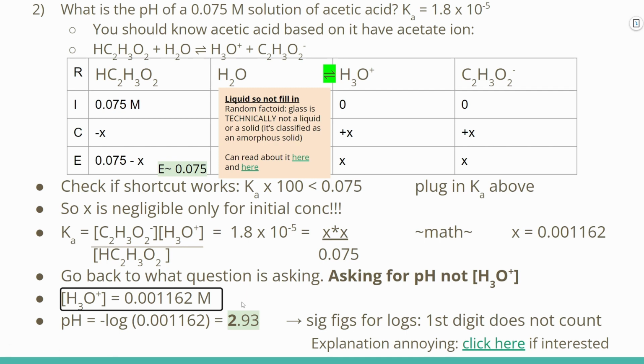Sig figs for logs are really, really weird. The first digit, as I have bolded here, doesn't count. I'm not going to explain why here, so if you're interested, you can go back to the slides and click this, and you can read about it, but I'm not going to go over it. So we have 2 sig figs, because this was 2 sig figs up here, and so these are the 2 that count. All right, next problem.